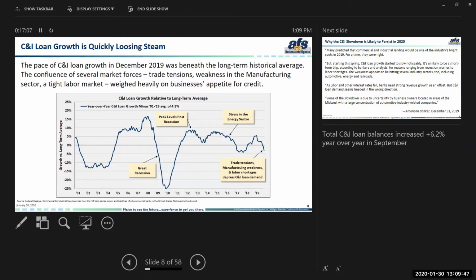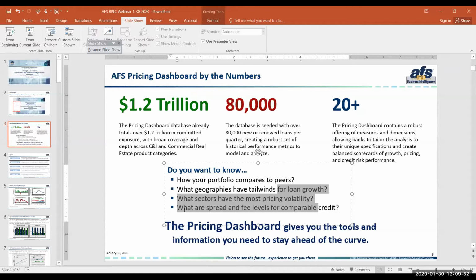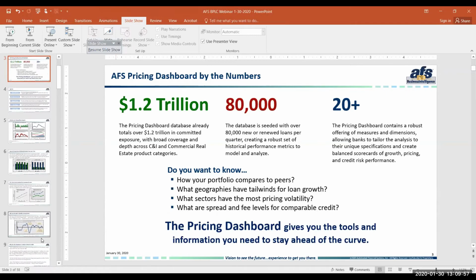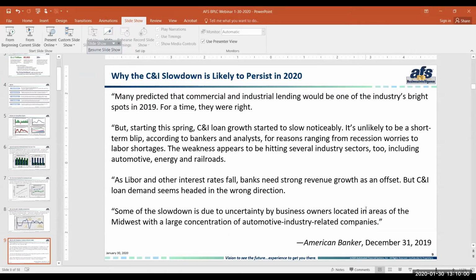Moving to slide 9, there has been much written about the recent slowdown in CNI loan growth. The American Banker summarized the macro drivers of this trend in a recent article. One interesting factor noted by the article is the historically low level of unemployment. Some companies are struggling to find and hire qualified workers in this tight labor market, and consequently are holding off expanding operations. Furthermore, recession worries and trade tensions have hit particular sectors hard, such as automotive, energy, and railroads.